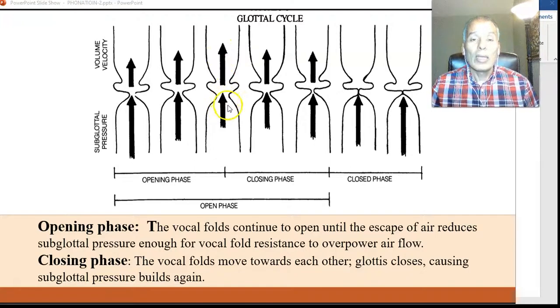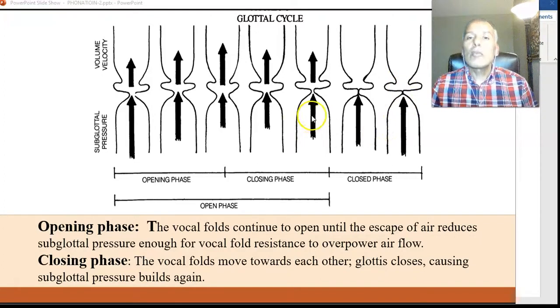And then immediately after, at this point, the elastic force is going to overpower subglottic pressure, and it will start to swing the vocal folds to the midline. As they continue to swing down to the midline, the subglottic pressure continues to build up until the vocal folds are coming together. Then the pressure becomes higher and higher. And then you hold and sustain, and then the next cycle begins because the pressure becomes more powerful than the elastic force. The elastic force at this point is at zero.